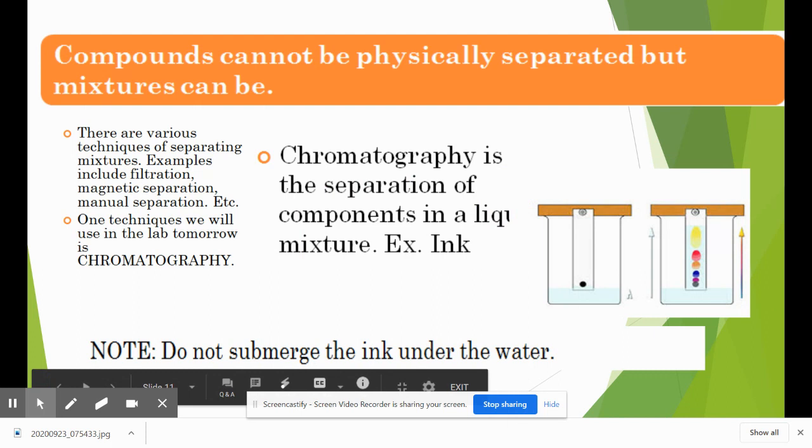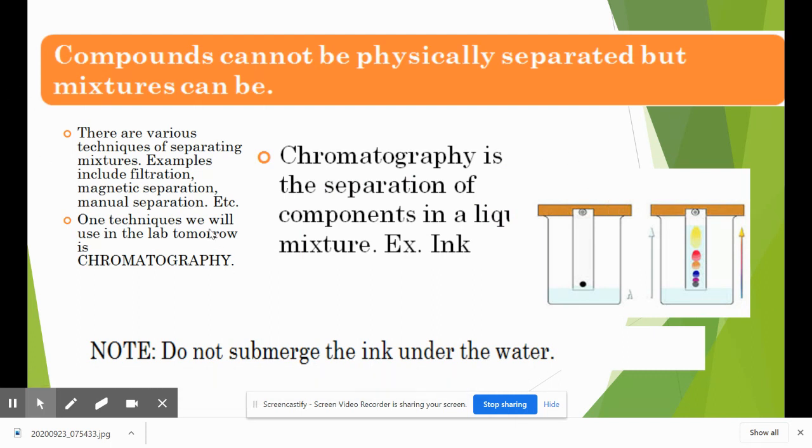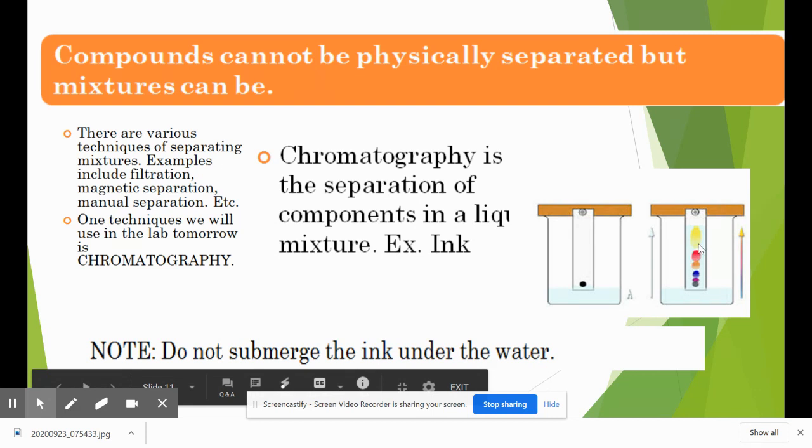We're going to have additional information on this one in the lab. The lab will not be tomorrow. We will have to decide next week as to when we're going to do the lab. But this is information on chromatography. Chromatography, from the word chroma, means color. So chromatography is when we separate the components of a liquid mixture, and they separate by splitting colors.